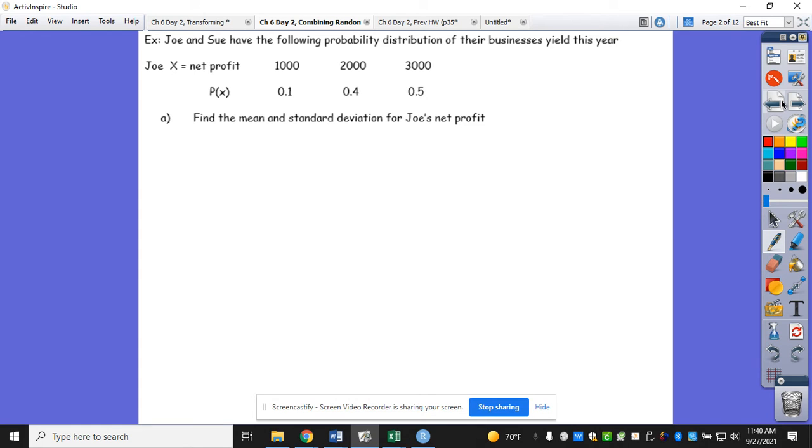And it used X as the variable for Joe and Y as the variable for Sue. If you ever get to pick it, I would not pick X and Y. I would pick like J and S so that you don't keep having to remember which was which. But this one, I gave it to you.